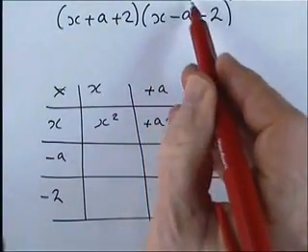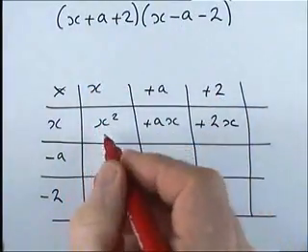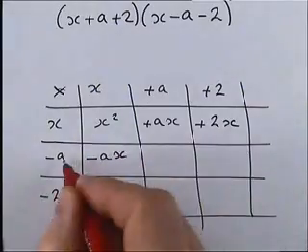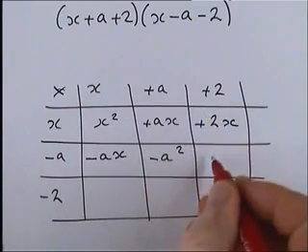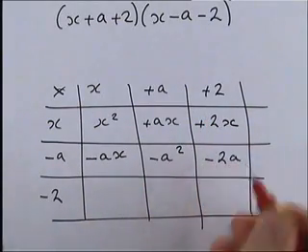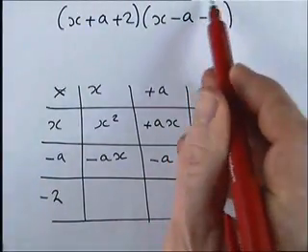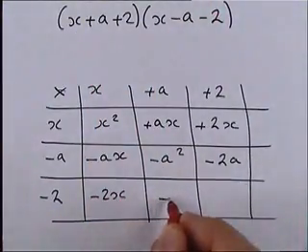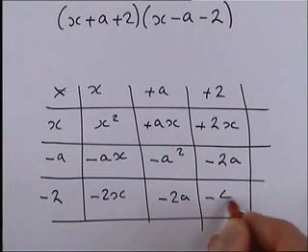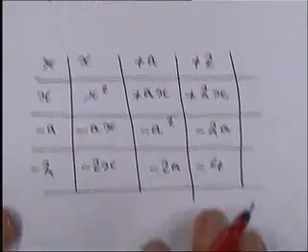Now we're going to do the negative a, so the second term in the second bracket, by everything in the first bracket. So negative a times x is negative ax, negative a times positive a is negative a squared, and then we've got negative a times 2, which is negative 2a. And then we're going to finish off by multiplying that last term in the second bracket by everything in the first bracket. So negative 2x, negative 2a, and then negative 4. Okay, and I'm just going to check that very quickly, make sure I haven't made any mistakes. It's always worthwhile checking. Okay, good, no mistakes there.